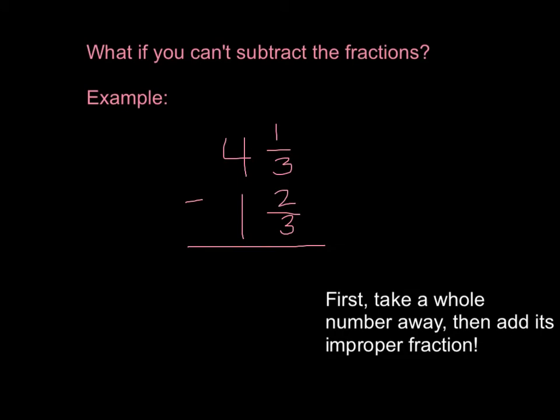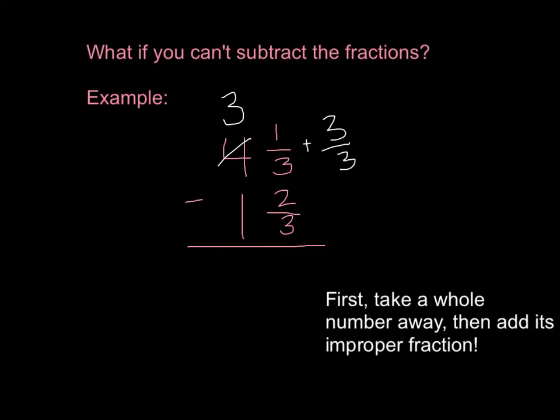Question is, what if you can't subtract the fractions? For example, if you had the problem 4 1/3 subtract 1 2/3, how would you go about subtracting 1/3, or taking 2/3, from 1/3? Because 2/3 is a bigger number. First, you have to do a different step in order to solve this problem. You need to go ahead and take a whole number away from the top and then add its improper fraction. So what I'm going to do is I'm going to cross out the 4 and make it a 3. The whole number of just a single one-digit number would be considered 3/3.